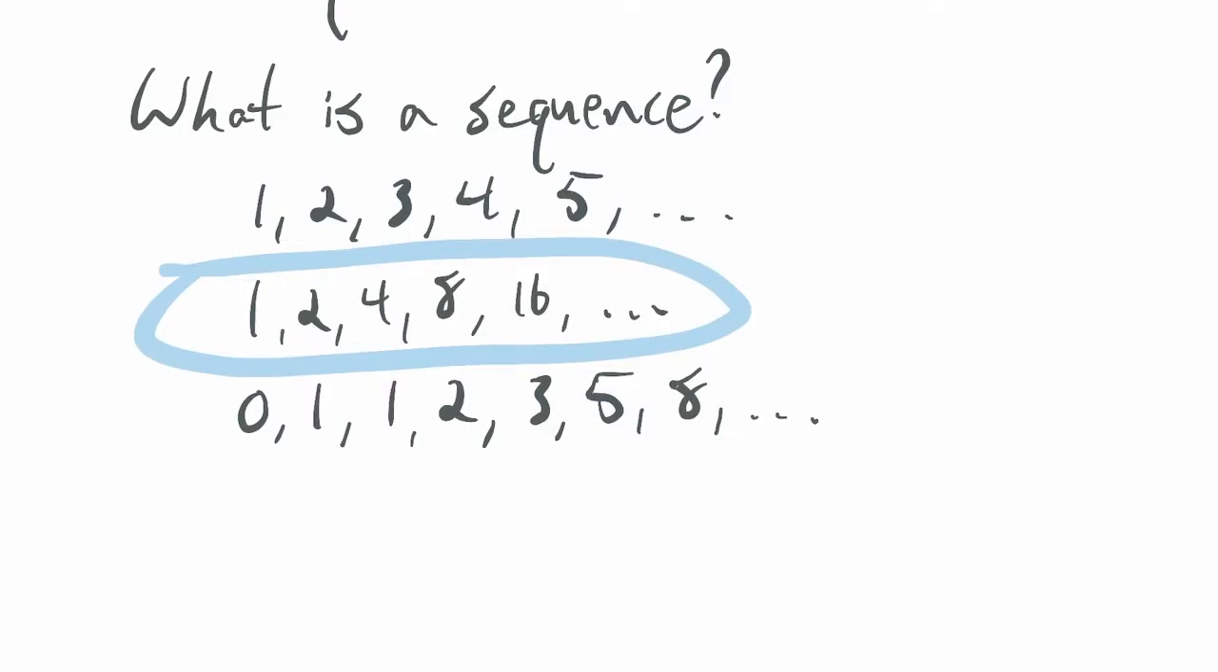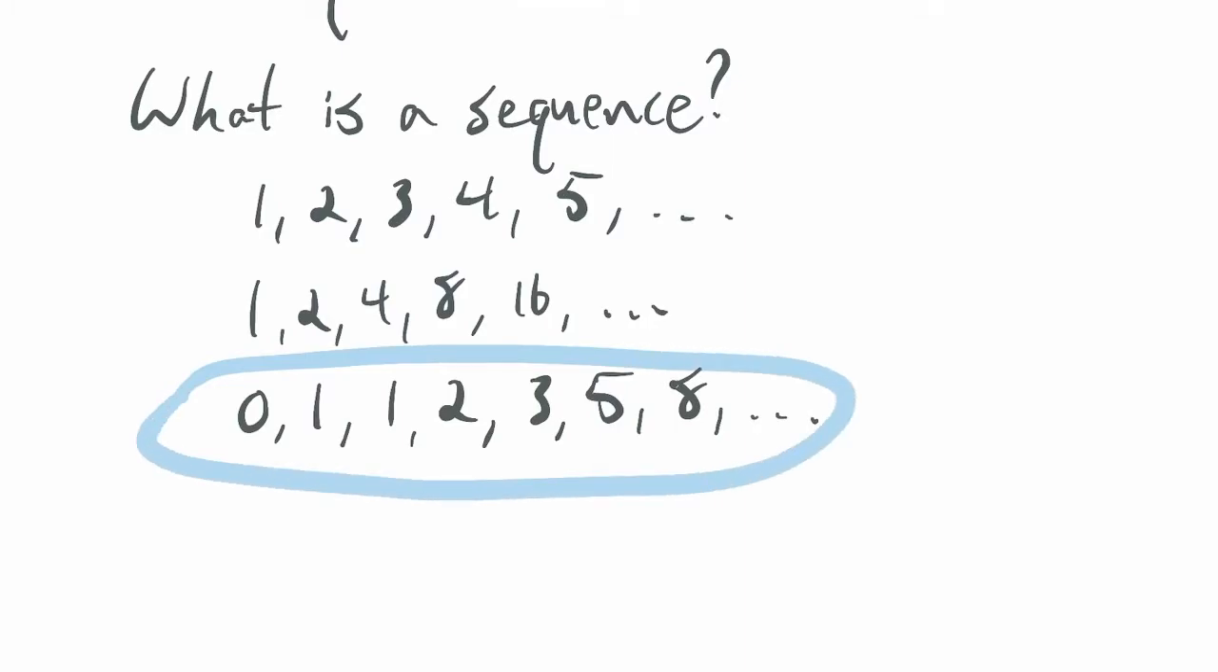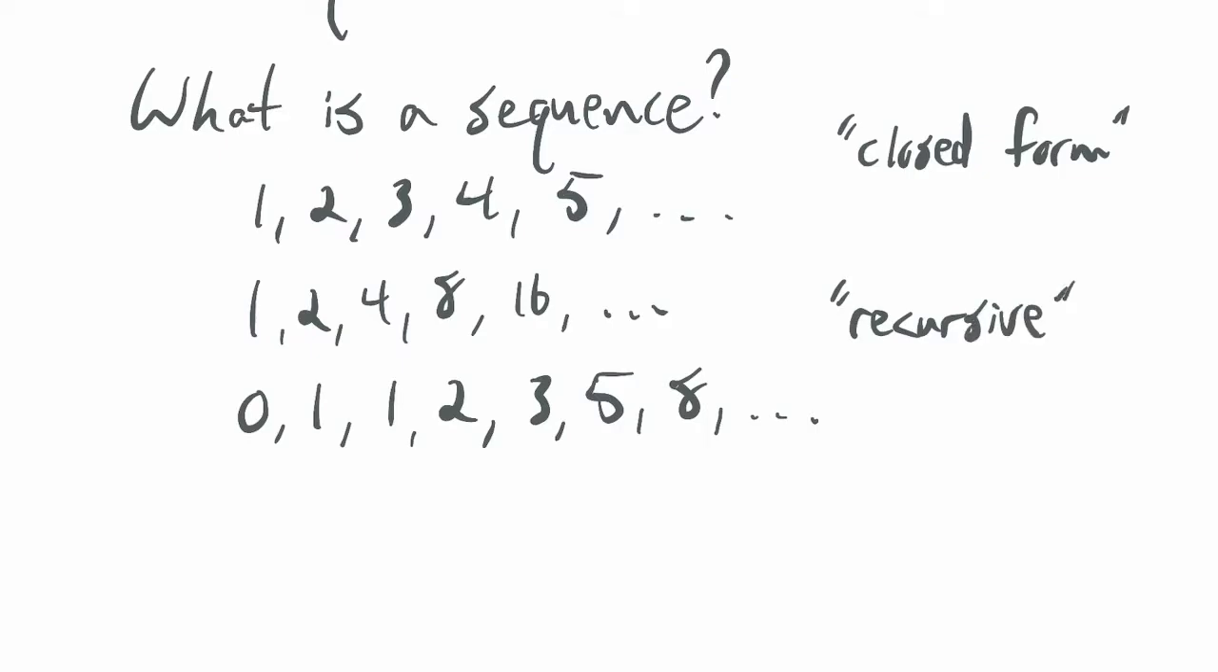With this one, you could probably come up with a formula, and we'll do examples like this. You could come up with a formula to describe the 10th term. This one, not so much. So some sequences will have what's called a closed form, where you can just write down a formula. Others will be defined recursively, or with a recursion. So we'll have examples of both, and especially recursive definitions will become more important later in the chapter.